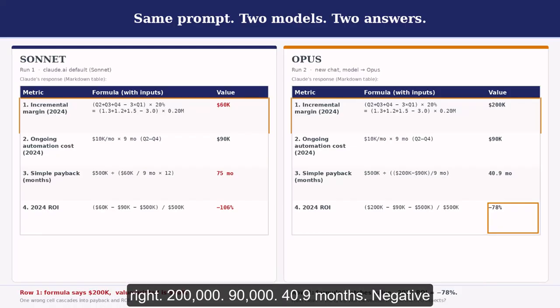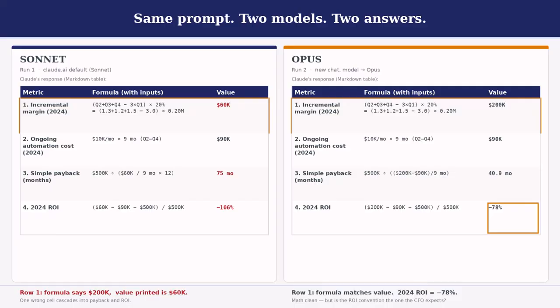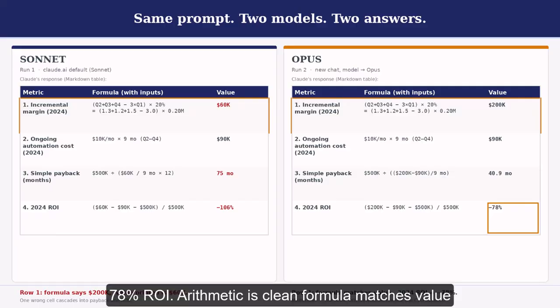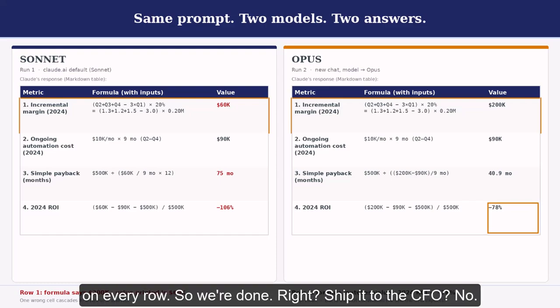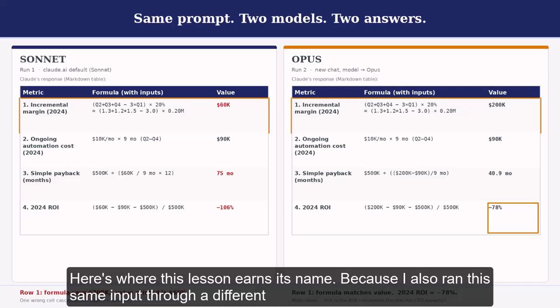Opus got the math right. 200,000, 90,000, 40.9 months. Negative 78% ROI. Arithmetic is clean. Formula matches value on every row. So we're done, right? Ship it to the CFO? No. Here's where this lesson earns its name.